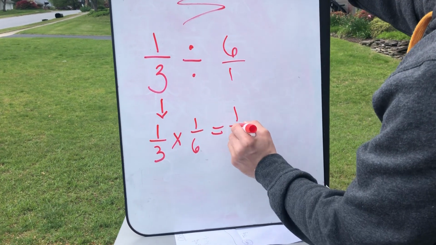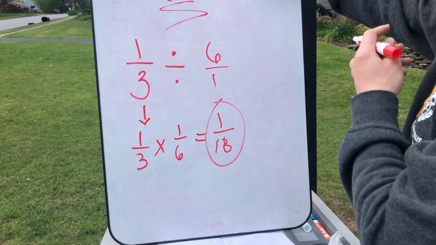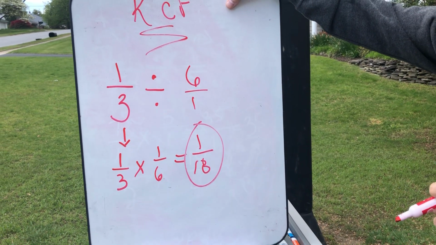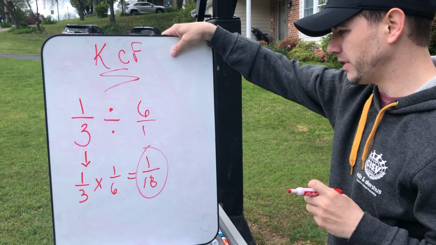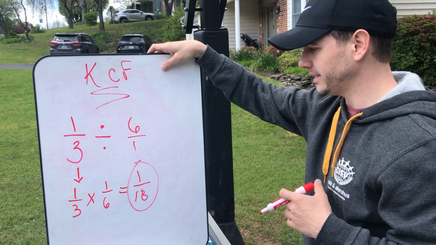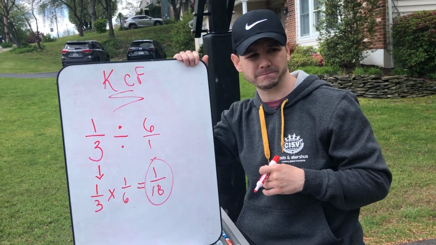1 times 1 is 1. 6 times 3 is 18. So we get 1/18. That should be your final answer. Okay, don't forget, keep, change, flip. Take your time. If you need help, rewatch the video. If you still require support, email us, contact us. We're here to help you all the way through this distance learning.